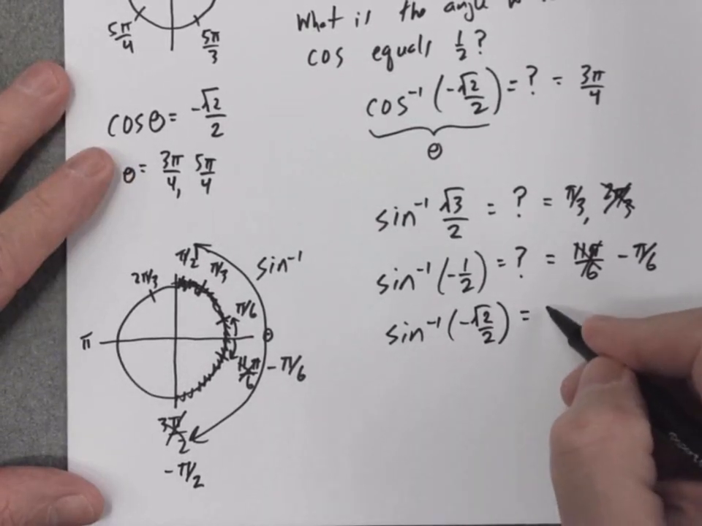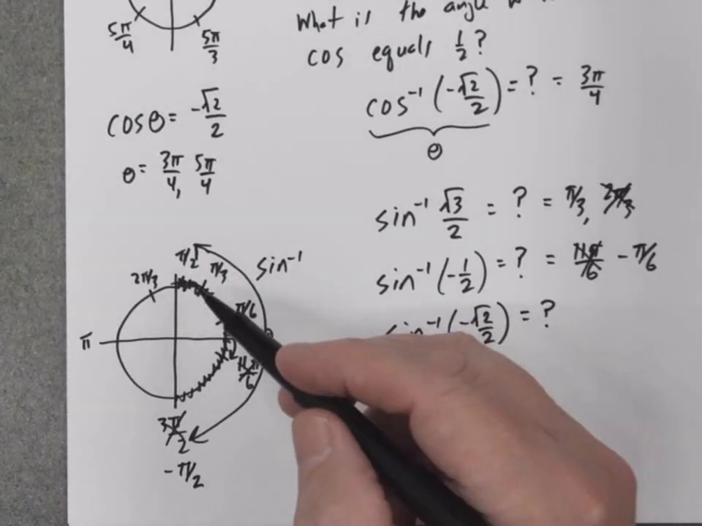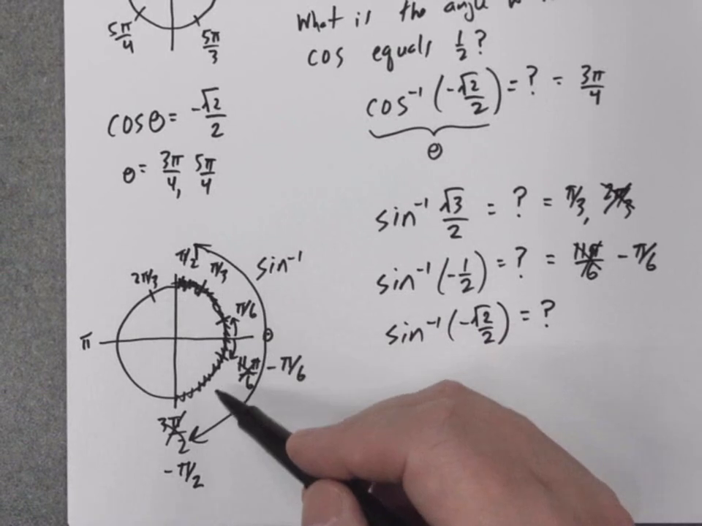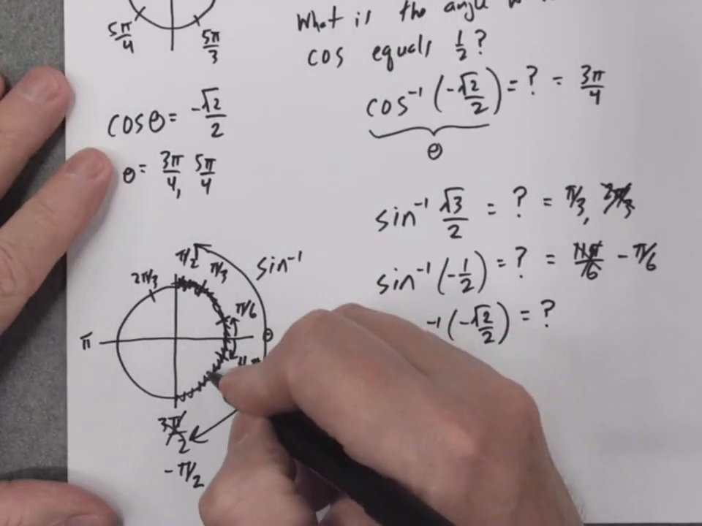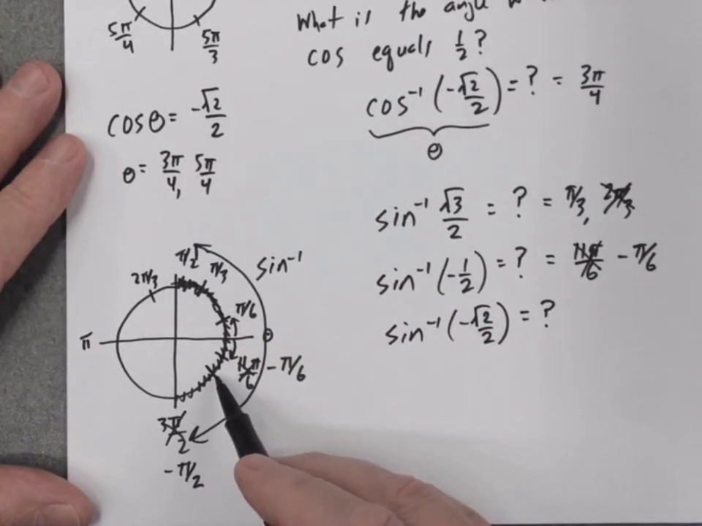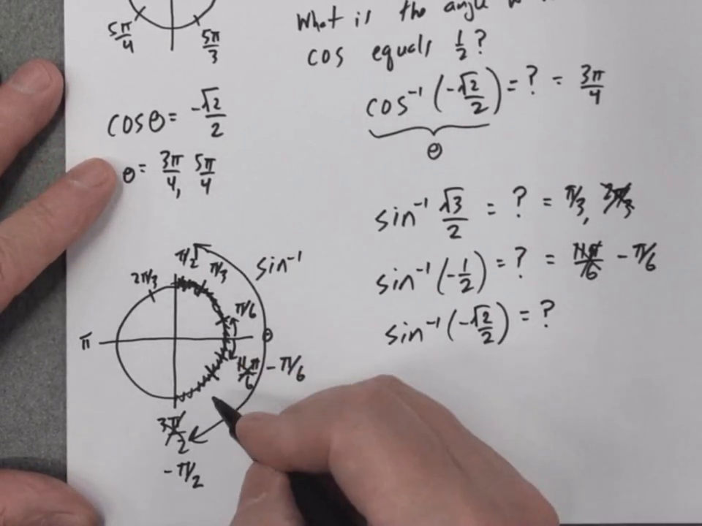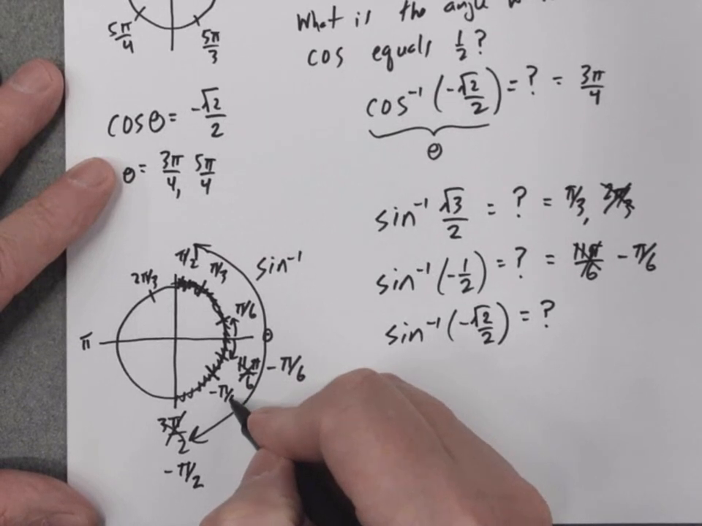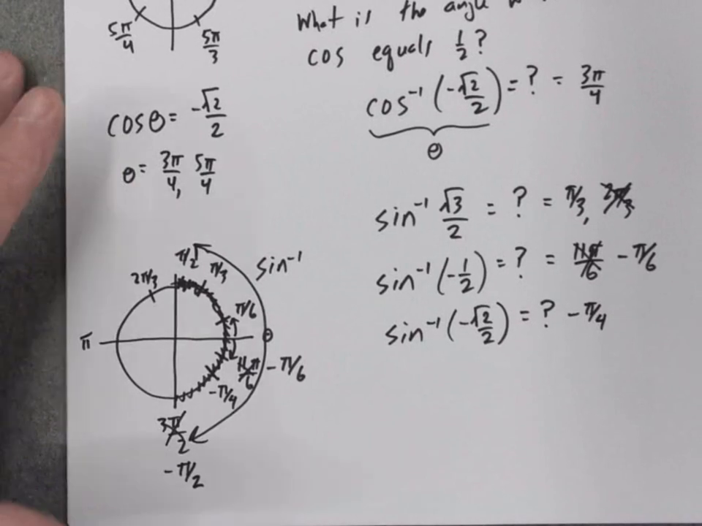So if I want to know what the inverse sine of negative square root of 2 over 2 is, I'm looking for an angle on the right half unit circle where the sine is negative square root of 2 over 2. It's actually going to be right here. Now for the normal unit circle, this is 7 pi over 4. But for inverse sines, we instead call this negative pi over 4.